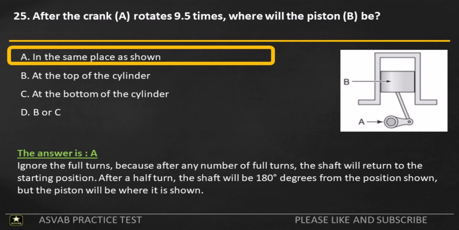Ignore the full turns, because after any number of full turns, the shaft will return to the starting position. After a half turn, the shaft will be 180 degrees from the position shown, but the piston will be where it is shown.